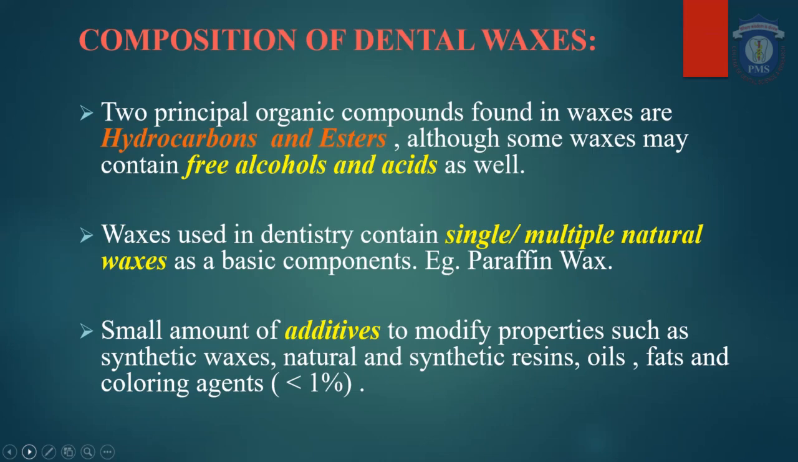For example, paraffin wax. Now, to that we find that a small amount of additives is mainly added, okay, to modify the properties, such as synthetic waxes. Then resins can be added, oils, fats, and coloring agents can also be added. Coloring agents are added in very minute quantities, less than 1%. So the major component will always be a natural wax. In most cases it is paraffin wax or a combination of many waxes.